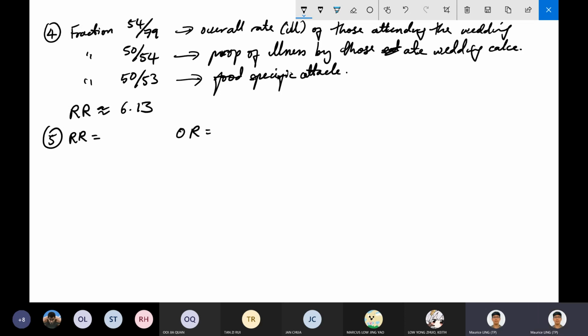Odds ratio is? What's the odds ratio? Anybody at home? Anybody at home want to say something?